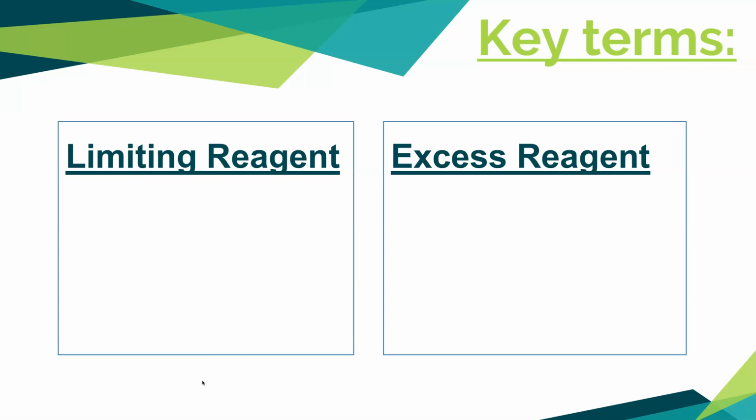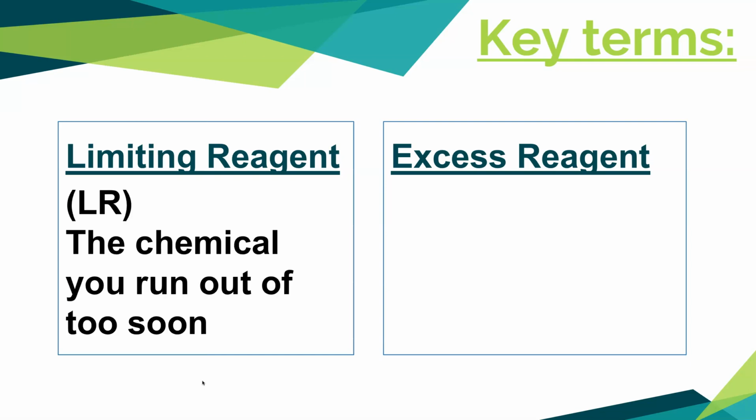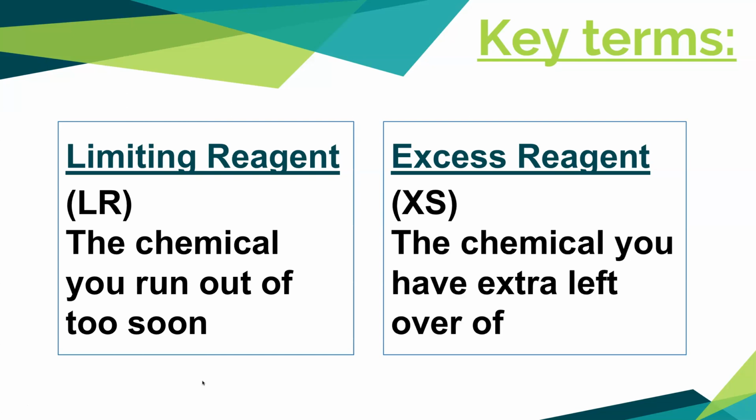All right, so some key terms. Limiting reagent, or LR, the chemical you're going to run out of too soon, or again, it's a limiting resource to the problem. Excess reagent, XS, the chemical that you have extra left over once the reaction ends when you have run out of the limiting reagent.